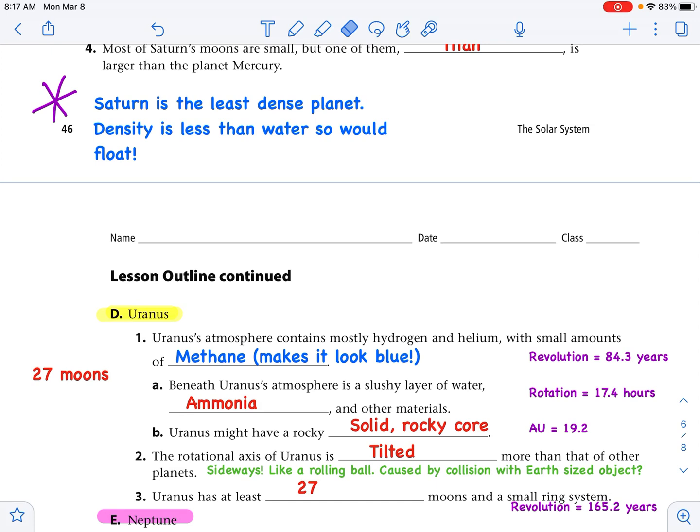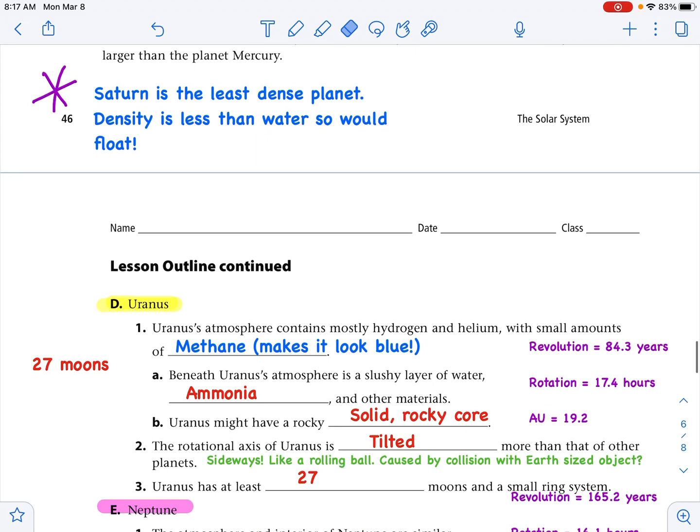The rotation axis of Uranus is tilted more than any other planet, sideways like a rolling ball. So it's thought that was caused by a collision with an Earth-sized object. Did it bang into it and then tilt it on its side? Uranus has at least 27 moons and a small ring system. So we're going to write 27 moons in our margin.